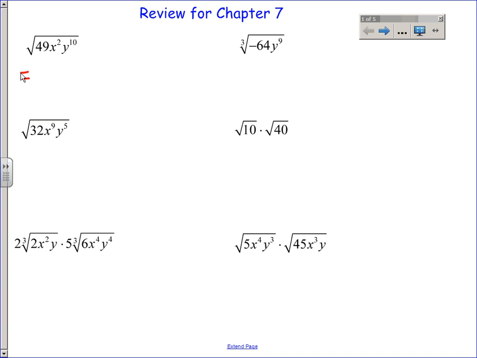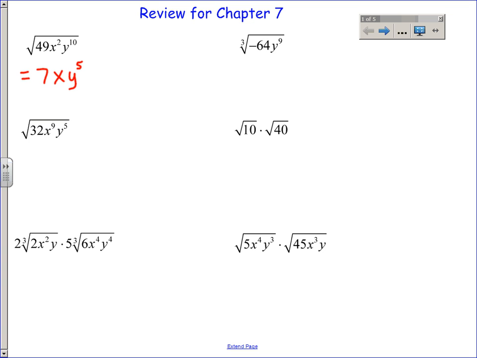But as I glance at this, I should recognize that 49 is a perfect square. X squared and y to the 10th are both even, which makes them perfect squares. So I don't need two radicals, just square root everything. So square root of 49 is 7. Square root of x squared is x. Square root of y to the 10th is y to the 5th.